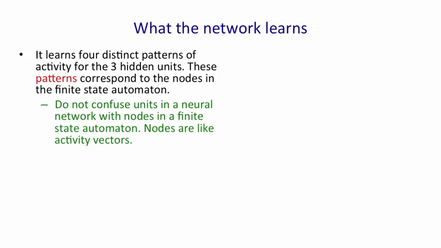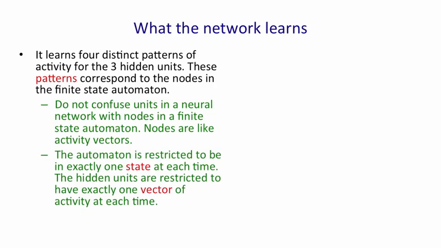We must not confuse the units in a neural network with the nodes in a finite state automaton. The nodes in the finite state automaton correspond to the activity vectors of the recurrent neural network. The automaton is restricted to be in exactly one state at each time. And similarly, the hidden units are restricted to have exactly one activity vector at each time in the recurrent neural network.